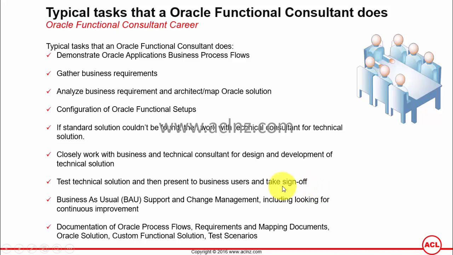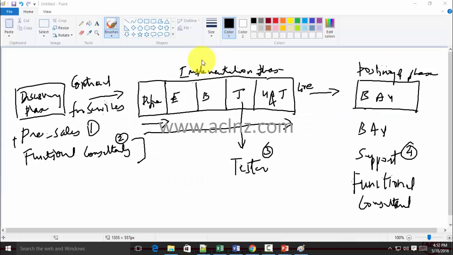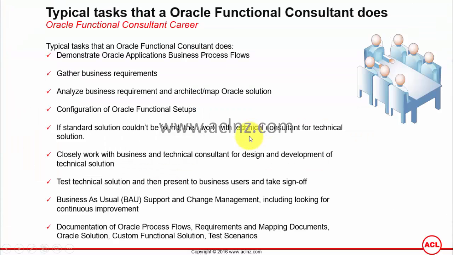So these are most of the jobs that a delivery functional consultant does, which is also called an implementation functional consultant, and that role is role number 2 over here. Did you see? So this person does those kinds of roles across these phases. And the next point here is business as usual support and change management, including looking for continuous improvement.